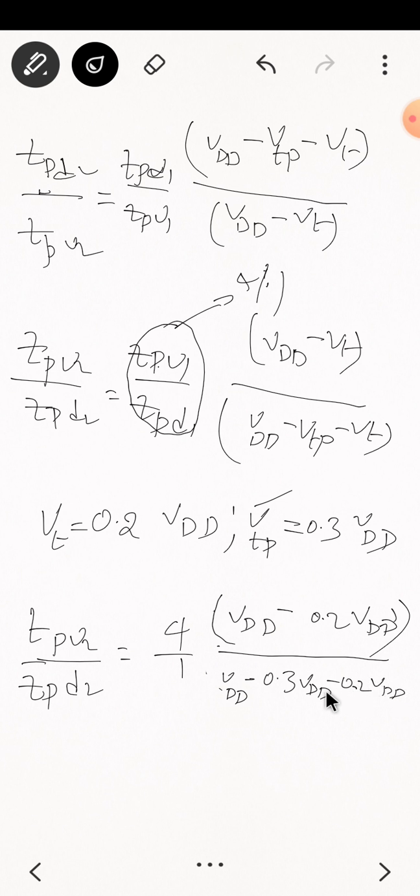I am taking it as a tenth. 1 minus 0.2 is equal to how much? 4 by 1 into 0.8 VDD upon, it is equal to 0.3 minus 0.2, that is 0.5 VDD. VDD gets cancelled. Then what will happen?